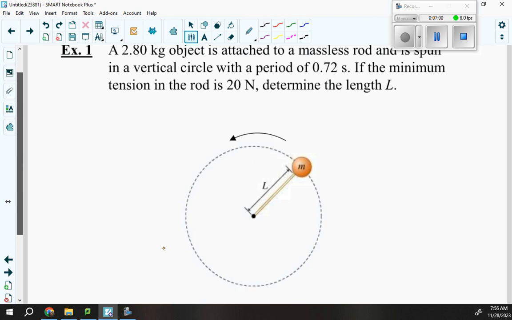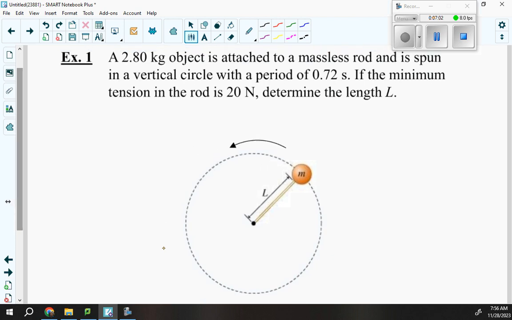So a couple of quick examples here. I got a 2.8 kilogram object attached to a massless rod, and it's spun in a vertical circle with a period of 0.72 seconds. The minimum tension is 20 newtons, determine the length. So as we go through, we've got things like mass, we've got the period, we know that it is the minimum tension, so I'm underlining that because it's actually really important as well. And I know that the whole thing has a minimum tension of 20 newtons. We're trying to determine the length.